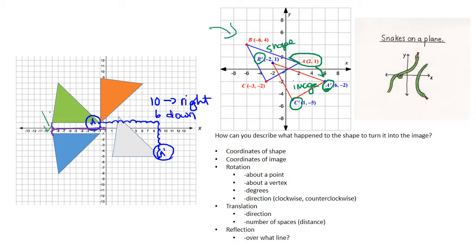So how can you describe what happened to the shape to turn it into the image? You have to be able to describe the coordinates of your shape and then the coordinates of the image. And then what did they use to get there? Was it a rotation, a translation, or a reflection? So if it was a rotation, was it rotated on the point?